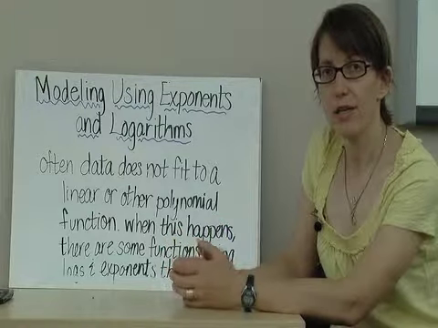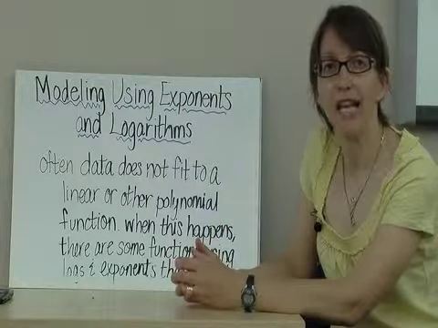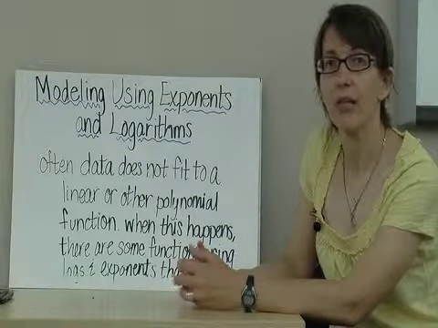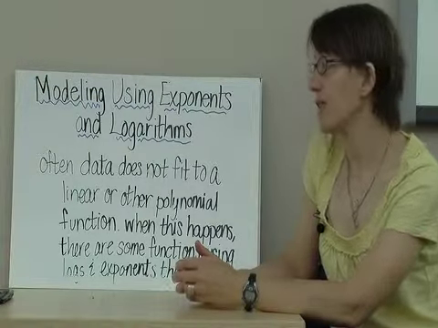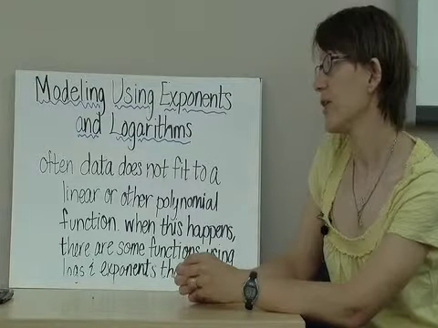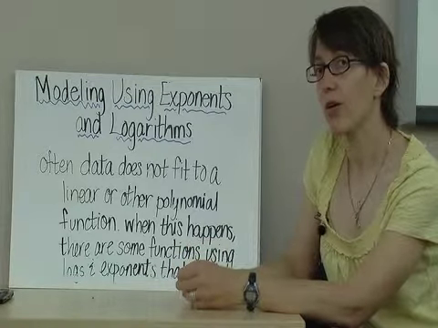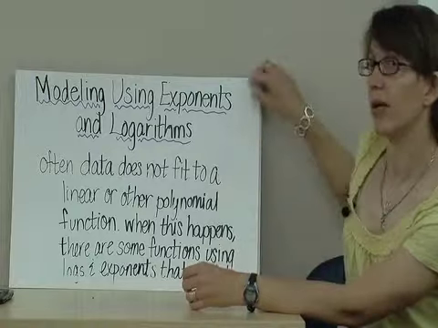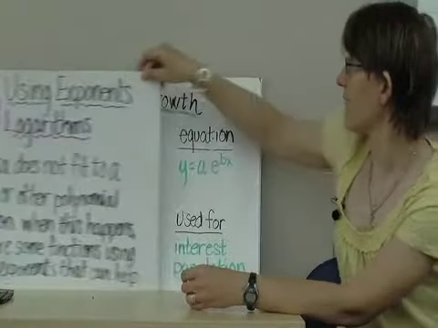So we've done a lot of work in past math classes with fitting a line to data, the line of best fit, with looking at models that were polynomial functions, but oftentimes data does not fit to a linear model or to another polynomial function. When this happens, there are a number of exponential and logarithmic models that can help model that data. So we're going to look at 5 of them.